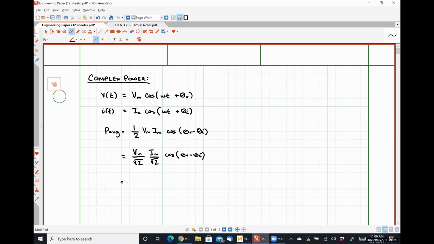And this happens to give us V effective multiplied by I effective cosine(theta v minus theta i), where V effective and I effective are Vm divided by square root of 2 strictly for sinusoidal signals. This trick only works for sinusoidal signals, although we could develop complex power relationships for triangular waves and all that jazz, but they're not nearly as useful. So we're going to restrict our discussion to steady state sinusoidal analysis because that's what we've been talking about.